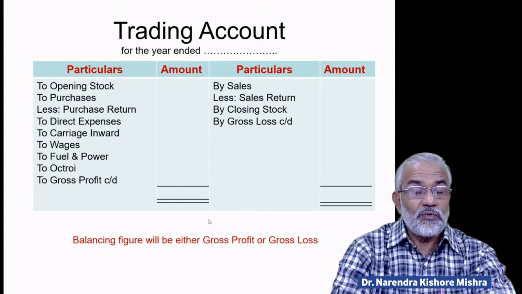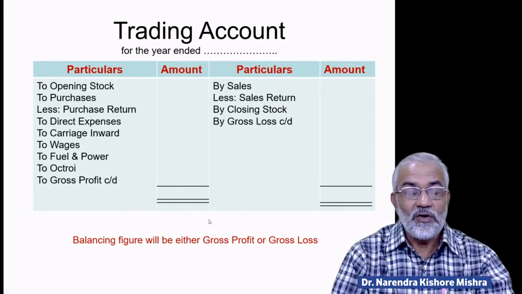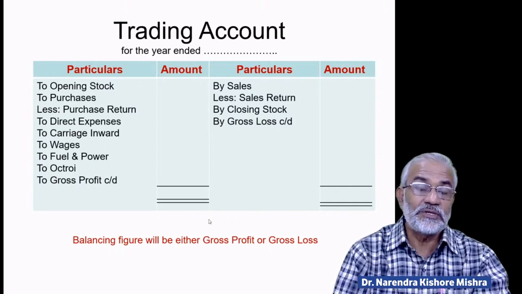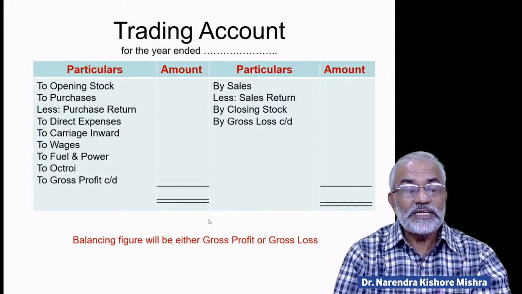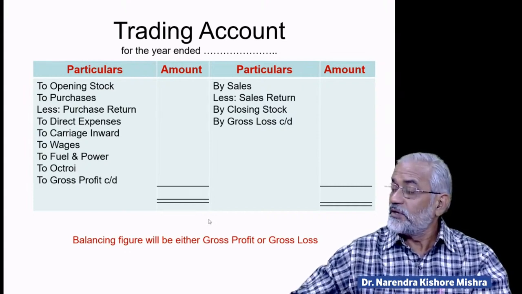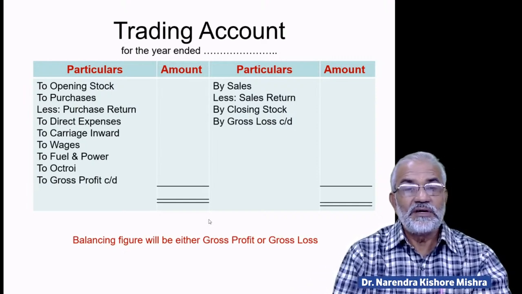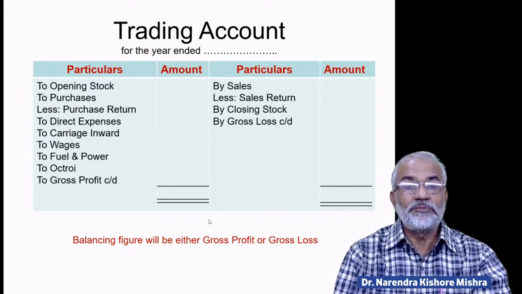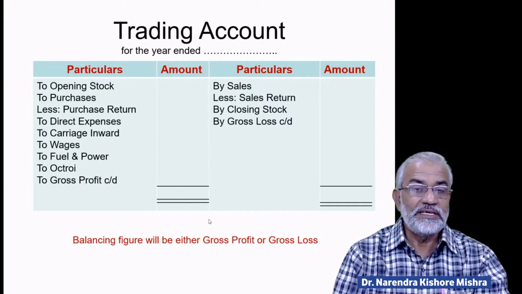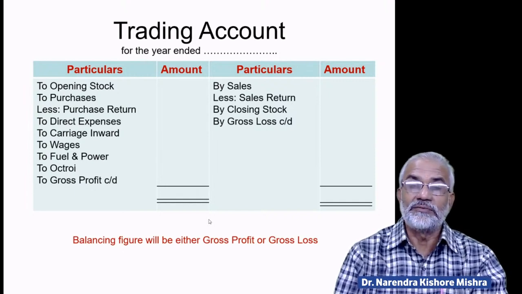Why is it called the graveyard of all the nominal accounts? Because once the profit and loss account is prepared, all the nominal accounts existing in the books of the organization will be closed and will come to an end. No expenses, no incomes will exist thereafter. No expenses account, no incomes account will exist after preparation of the profit and loss account. That's why the profit and loss account is called the graveyard of all the nominal accounts.